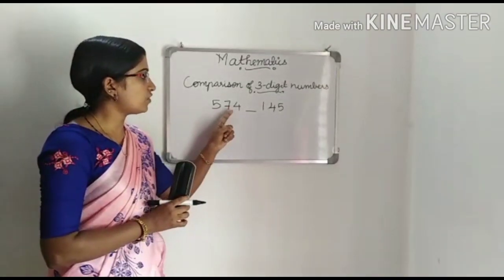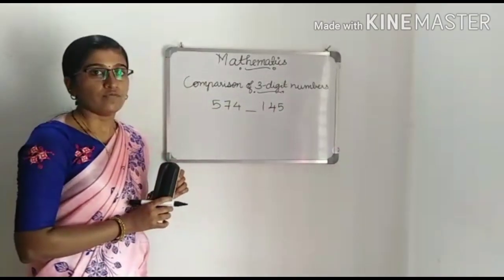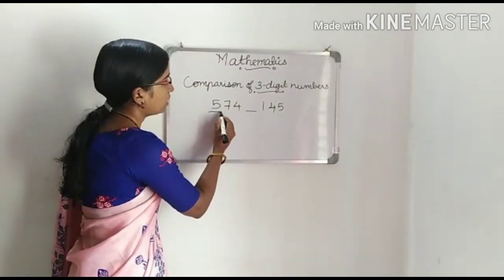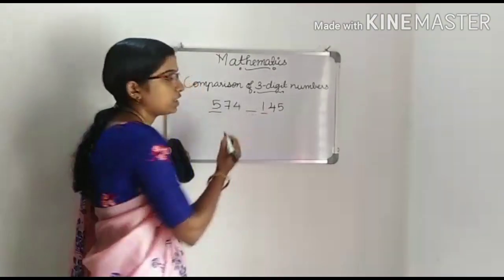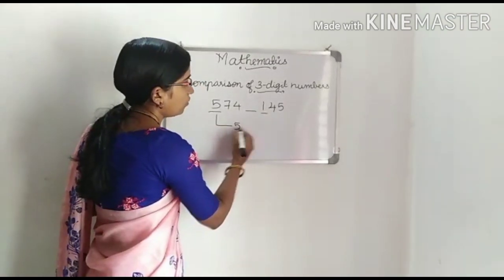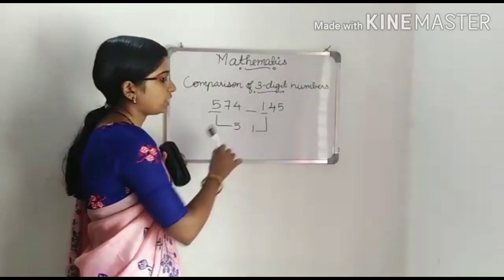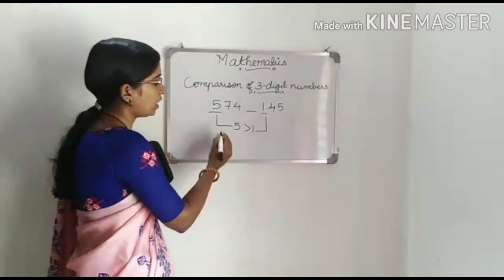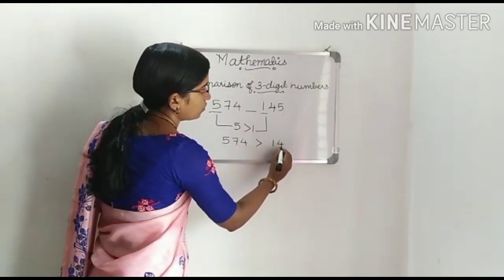Consider the numbers 574 and 145. While comparing 3-digit numbers, we should first compare the 100's place. Here in 574, the digit in the 100's place is 5 and in 145, the digit in the 100's place is 1. So we can compare 5 and 1. Which is greater? Yes, 5 is greater than 1. So we can say that the number 574 is greater than 145.